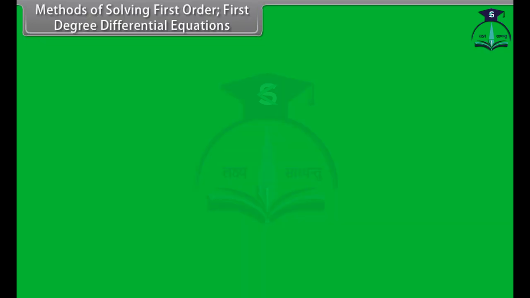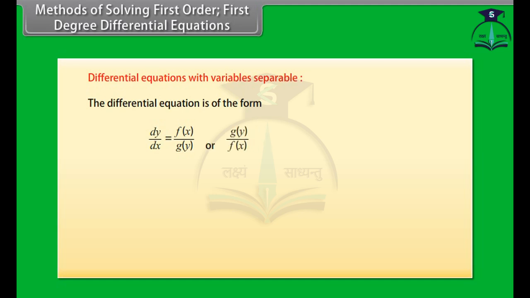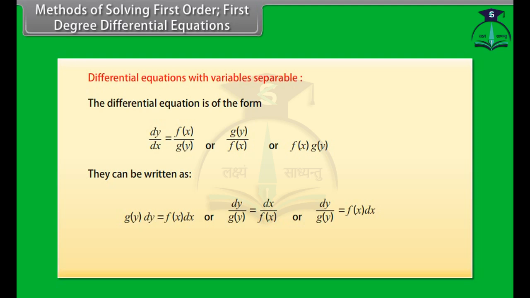Methods of solving first order, first degree differential equations. Differential equations with variables separable. The differential equation of the form dy/dx = f(x)g(y), or g(y)/f(x), or f(x)/g(y). They can be written as g(y)dy = f(x)dx, or dy/g(y) = dx/f(x), or dy/g(y) = f(x)dx respectively, and after that they get integrated.